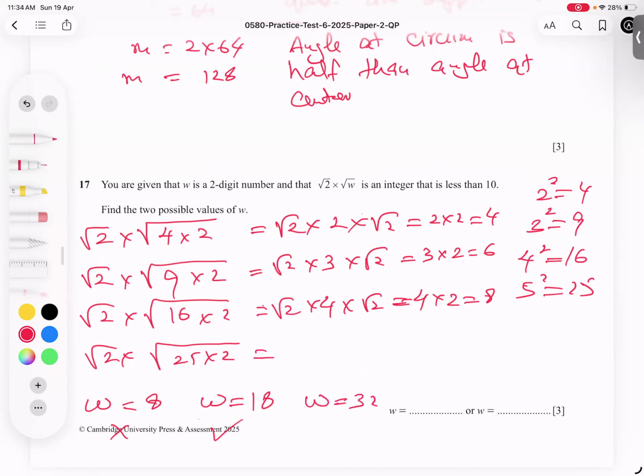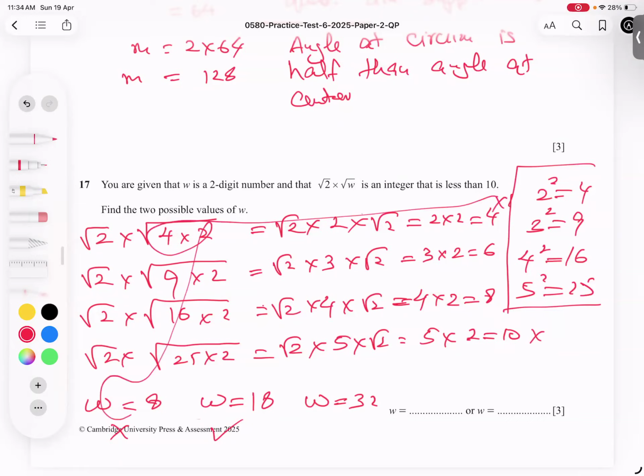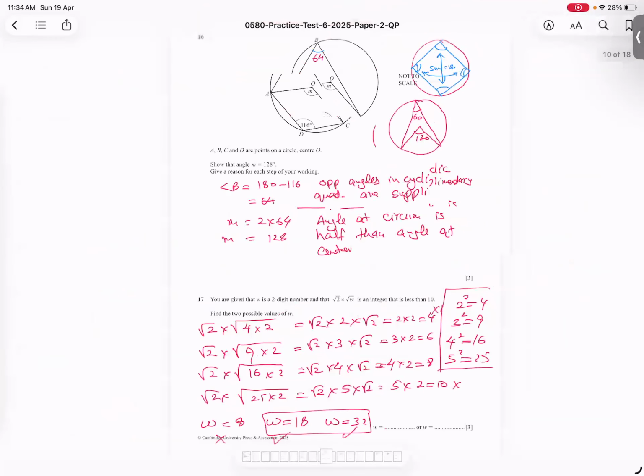But what about the next option? Let's try the other one. Root 25 will give you 5 and root 2 as it is. Root 2 is 2. So 5 times 2, we get 10. But he said no, less than 10. So this is not required. And even the top is not required. Why? Because this number is 8, which is not possible. So we have two answers. W is equal to 18 and 32. I hope the point is very clear.